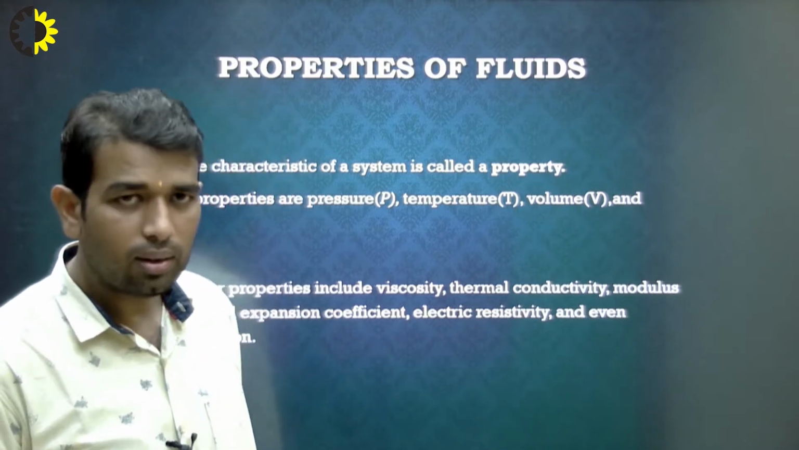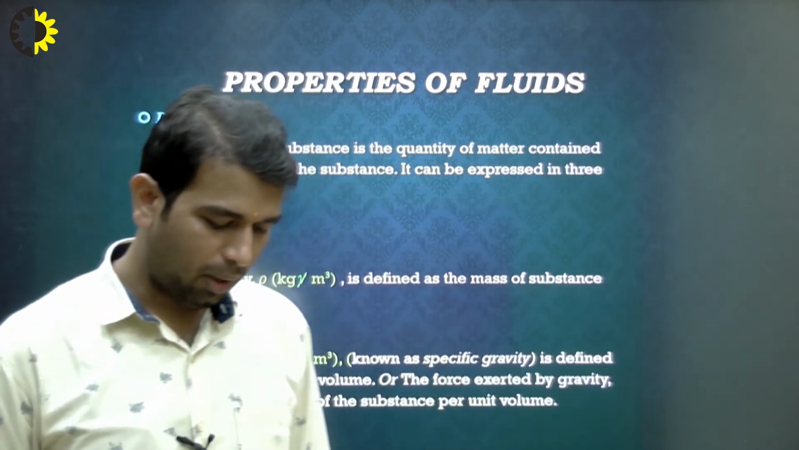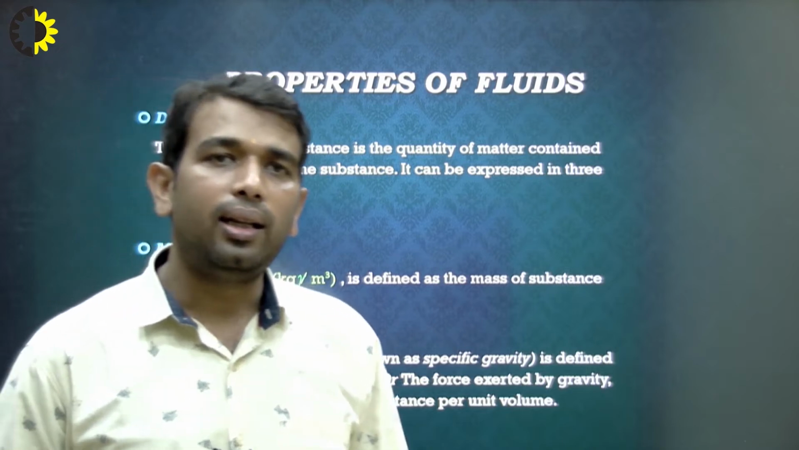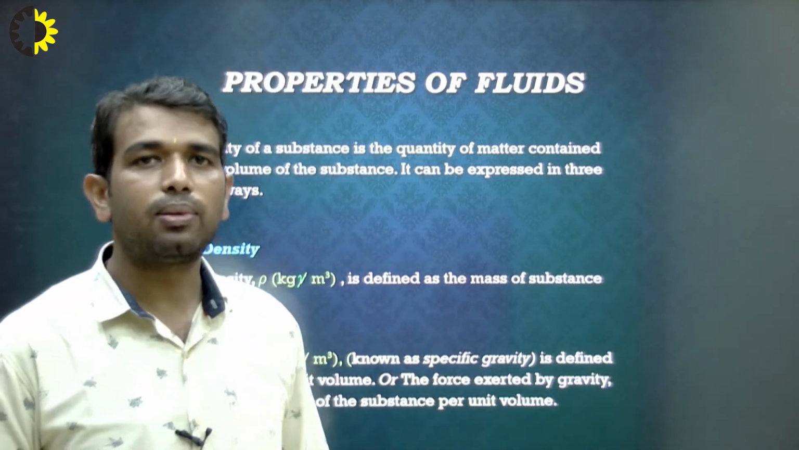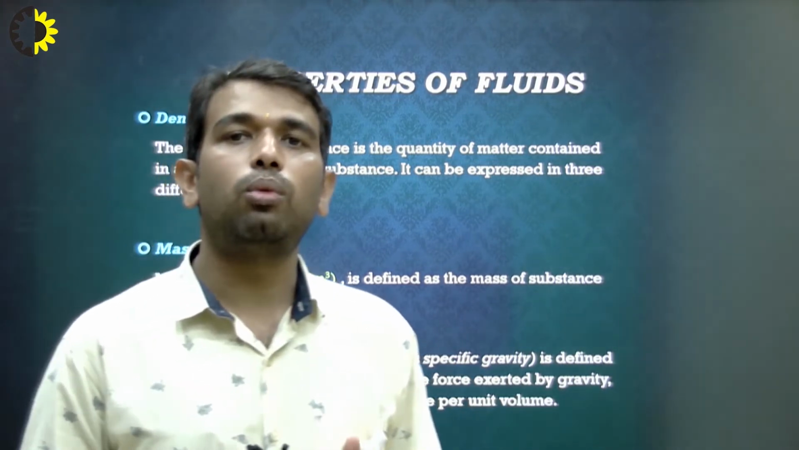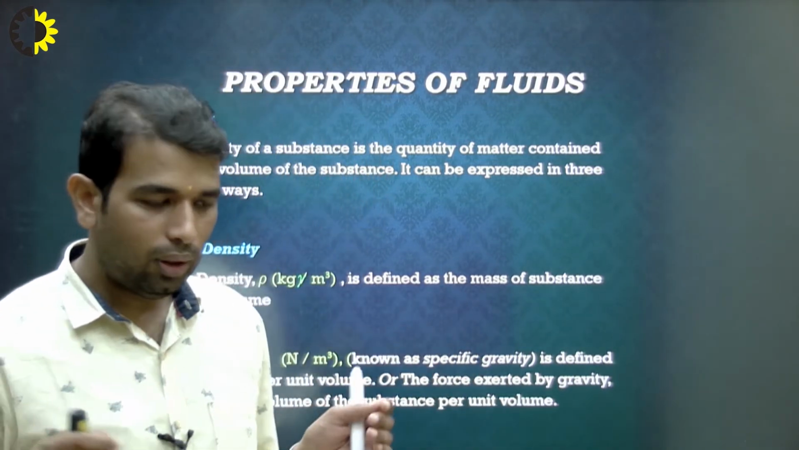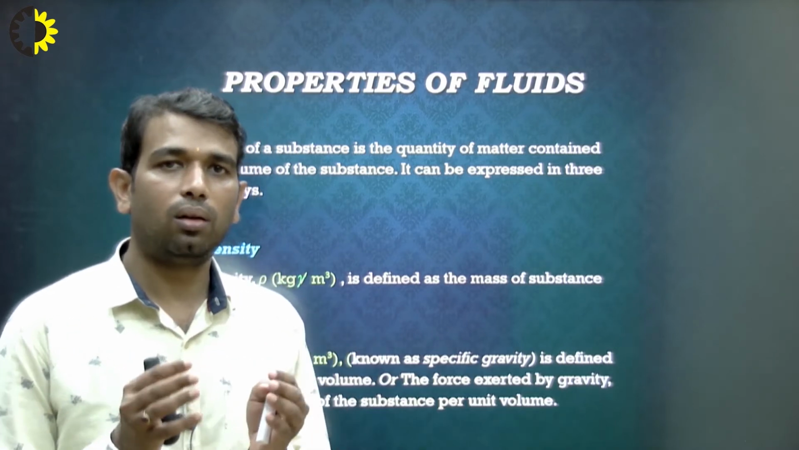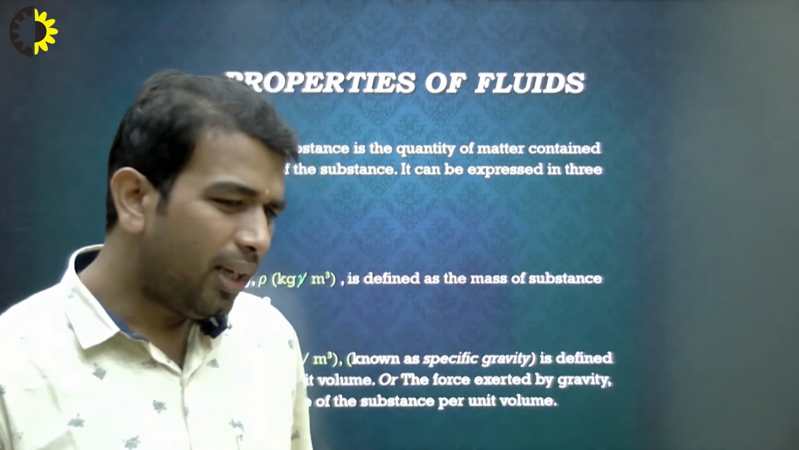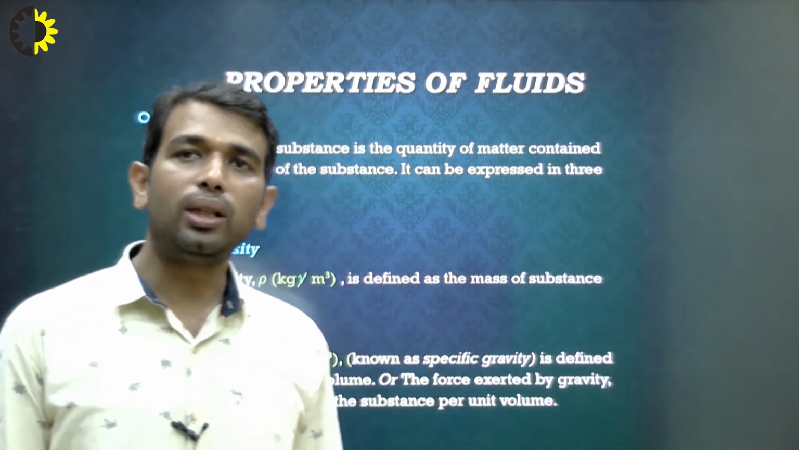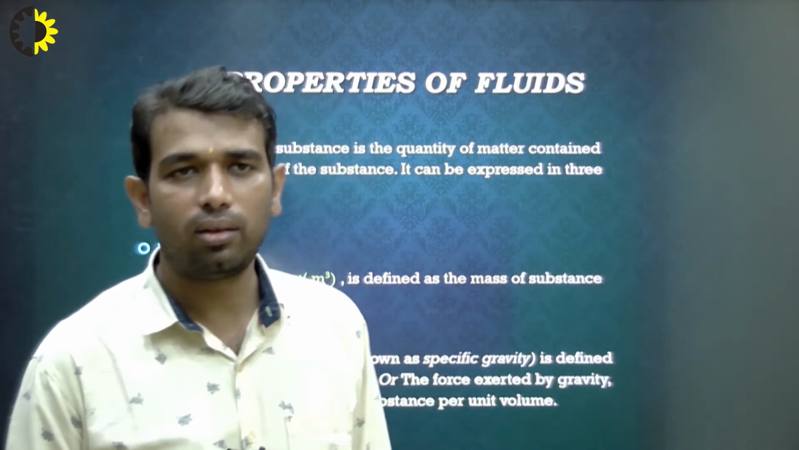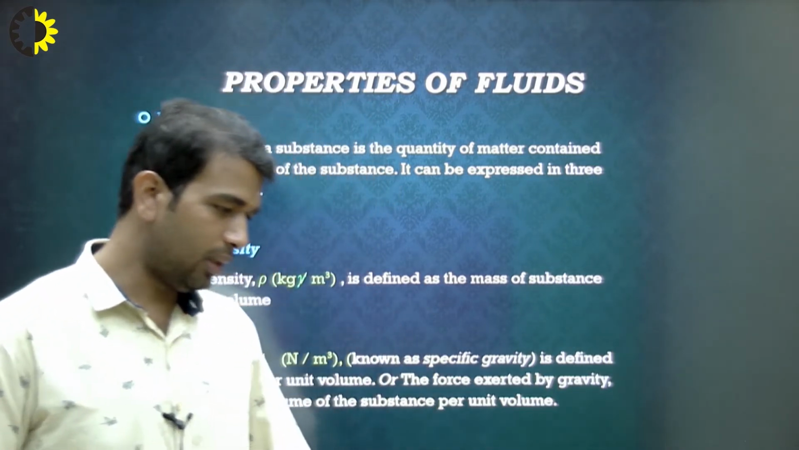We are starting with the very first property, that is density. What is density? The density of any substance is the quantity of matter contained in a unit volume of the substance. So if you have any substance, how much quantity is contained per unit volume, that we define as density. It's a very generic term, and we are going to discuss three different types of density in fluid mechanics.